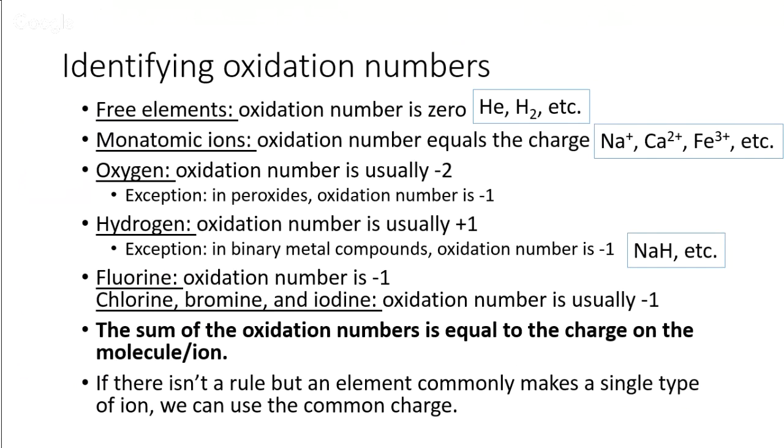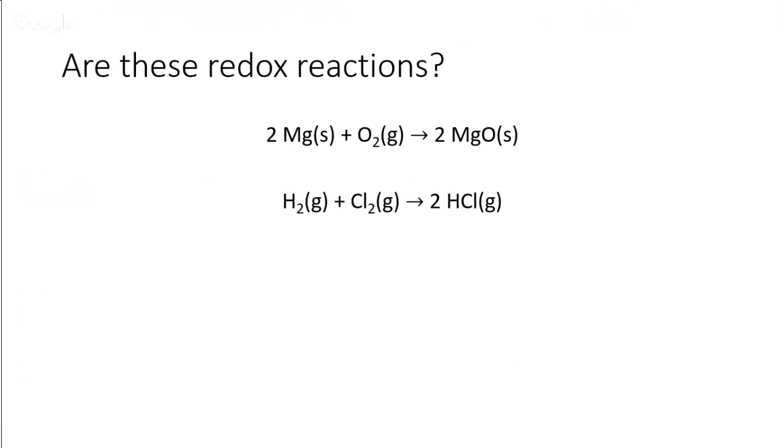The rule is that if there isn't a rule, so this isn't exactly a rule, but if there isn't another rule for an element, but that element commonly makes a single type of ion, so like sodium ion is always +1, we can use that common charge as the oxidation number. So let's go back to our question here, and let's consider whether these two equations represent redox reactions. In order to do that, we need to look at the oxidation numbers.